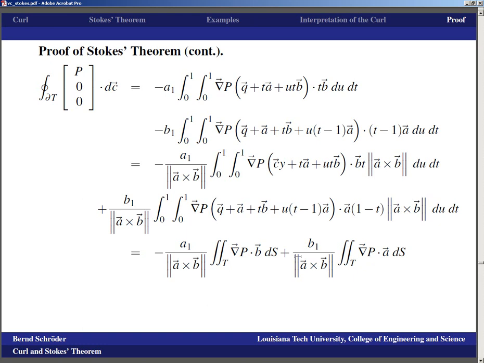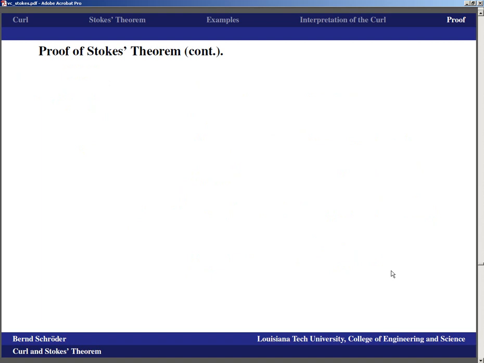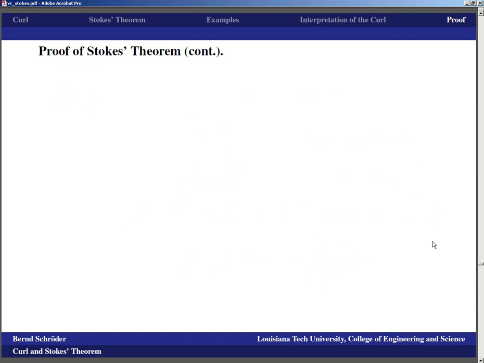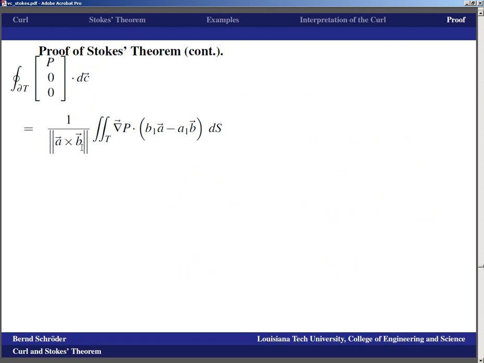And so now we can compute with this stuff a bit. And what do we get? Well, if we combine this stuff, I have the 1 over the norm of A cross B on the outside. And what do I have on the inside? I have B1A minus A1B dotted with the gradient of P. So that means as we go to the next panel, we have the 1 over the norm of A cross B, the scalar surface integral over the triangle of the gradient of P dot B1A minus A1B. And this is now an expression that we can compute with. Even though it's going to be detailed, potentially ugly, we can work out what that is.